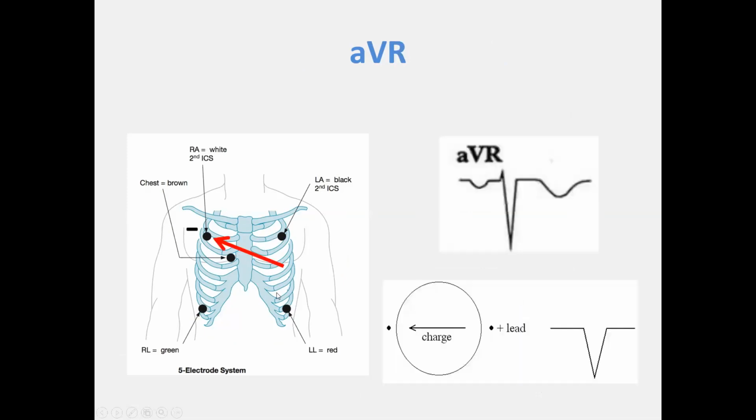AVR is going from a positive to a negative. Therefore, it has a negative deflection on the 12 lead EKG, and it would be normal for the QRS to be upside down in AVR. So AVR is looking at the average of these two, and it's looking at the heart in this direction.